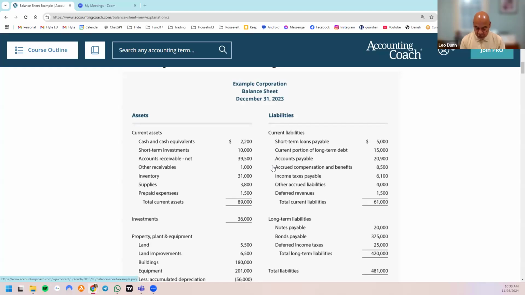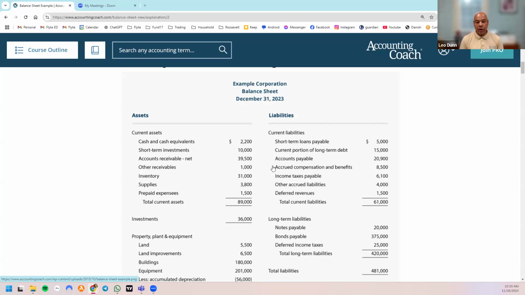Income taxes payable. Those would be, just as they say, income taxes owed that have not yet been paid. Other accrued liabilities could be any other debts that are owed. If you took a personal loan from a relative, that would be other accrued liabilities, okay?